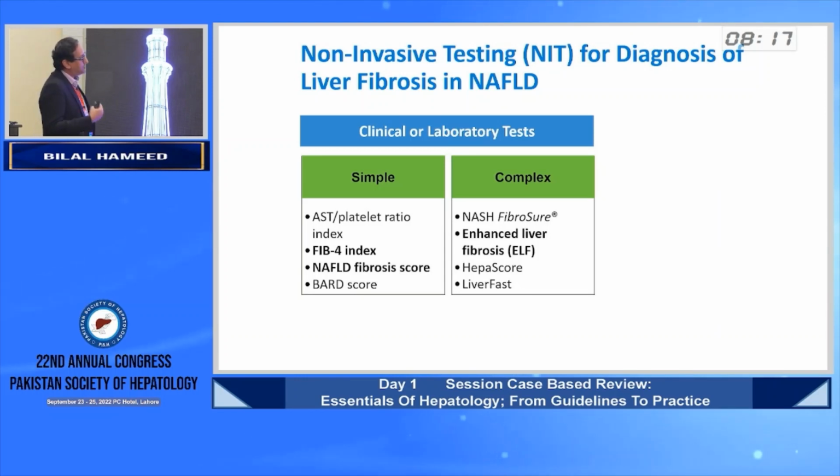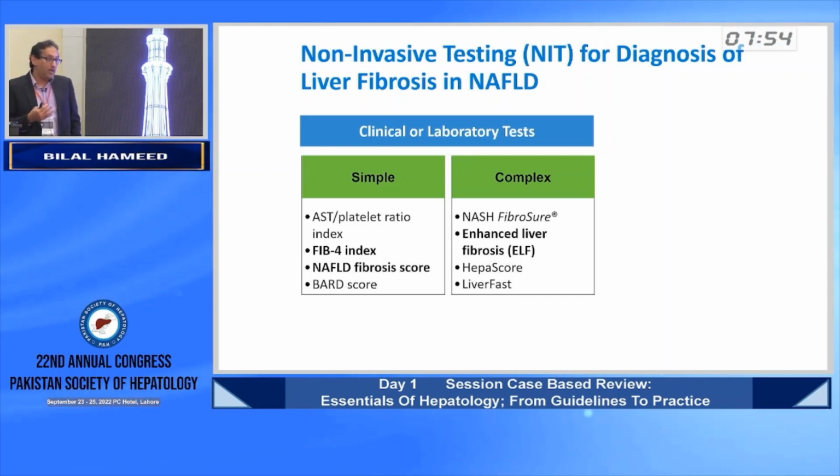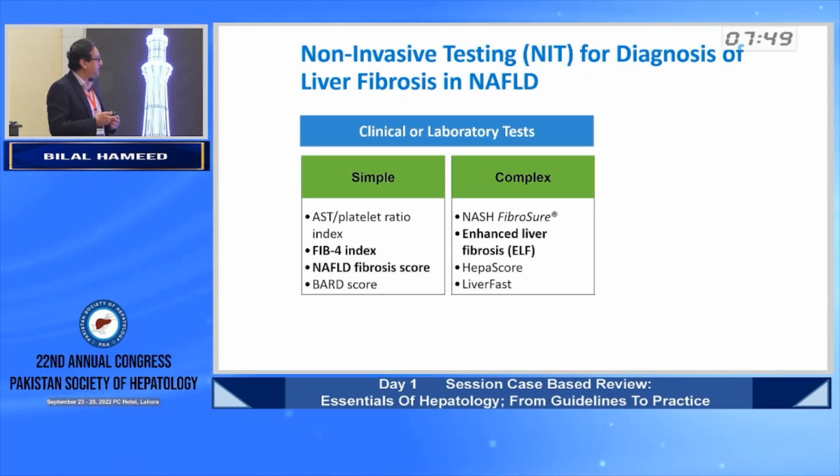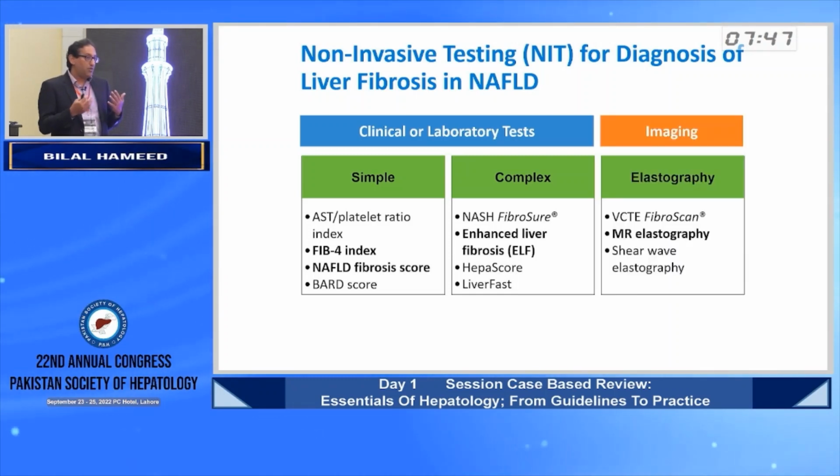The important thing that has changed significantly is the simple and the complex clinical laboratory tests. We talked about FIB-4. I'll show you some data. NAFLD fibrosis score, I like both of them really well. And there are complex scoring systems, and this is not a complete list. There are other compounds, but ELF, which has recently been approved and is made by Siemens, has gained a lot of popularity, and I think that is also going to change. And there are some HEPA scores and liver fat scores. And imaging-wise, you have transient elastography, MR elastography, and shear wave elastography.